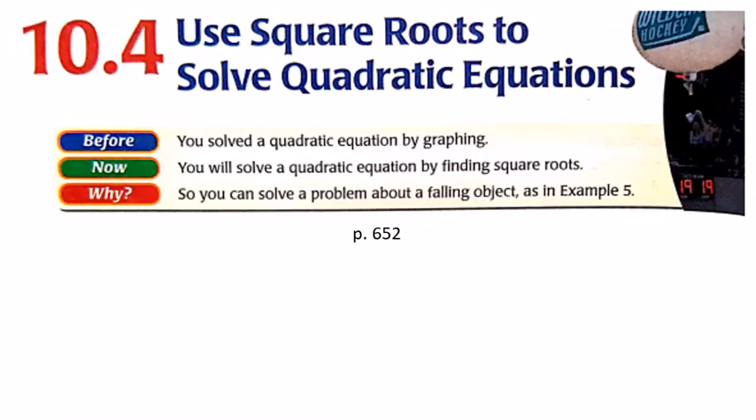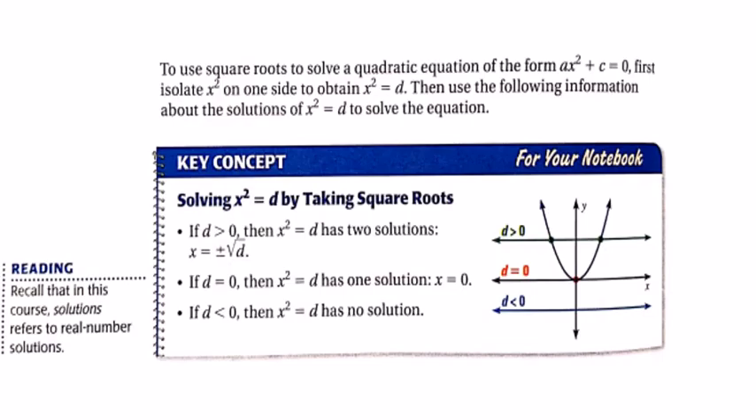Hello everyone. In this video we're going to be discussing section 10.4 of your textbook, Use Square Roots to Solve Quadratic Equations, which begins on page 652. So what it means to solve a quadratic equation is to find your roots, or your zeros, or your x-intercepts, those x values. Right, where your lovely graph crosses the x-axis.